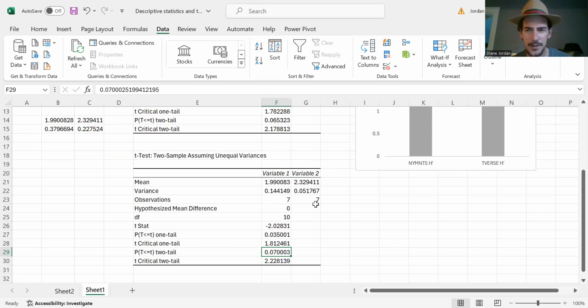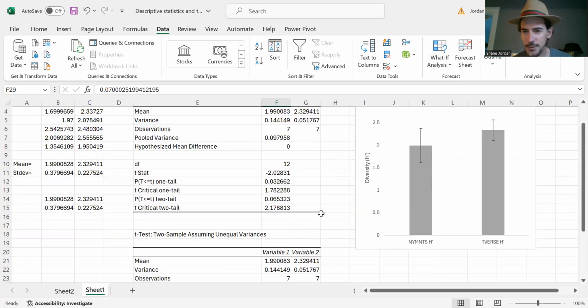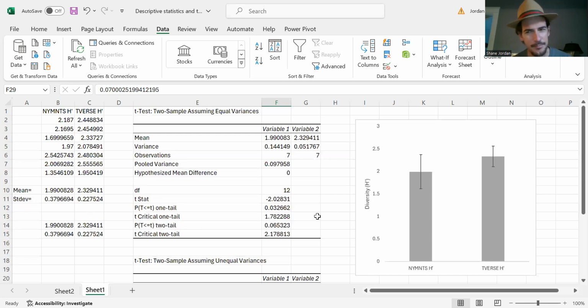Probably there's something going on. If I was to interpret this, I'd say that diversity seems to be a little bit higher in the transverse ranges of Southern California compared to these transects we did in this mountain range in the Mojave Desert. If we had more data, that might change the results, and we might see that the p-value would be closer to 0.05, or maybe not. Maybe the p-value would be higher if we had more data. So it's kind of hard to say.